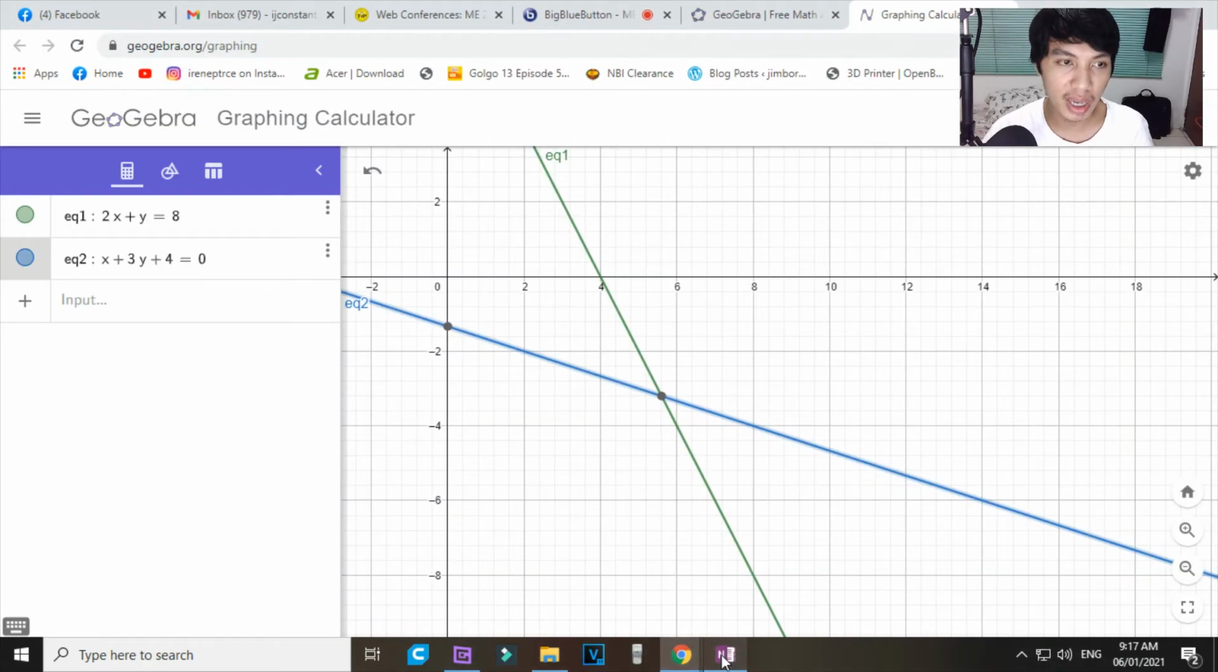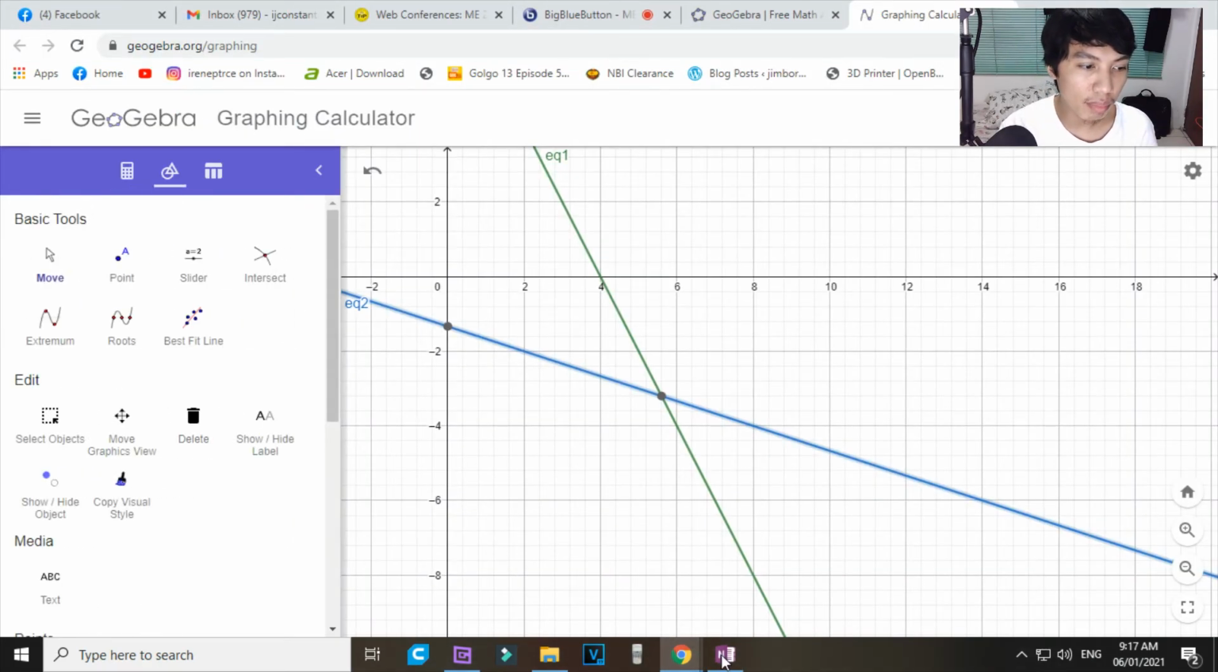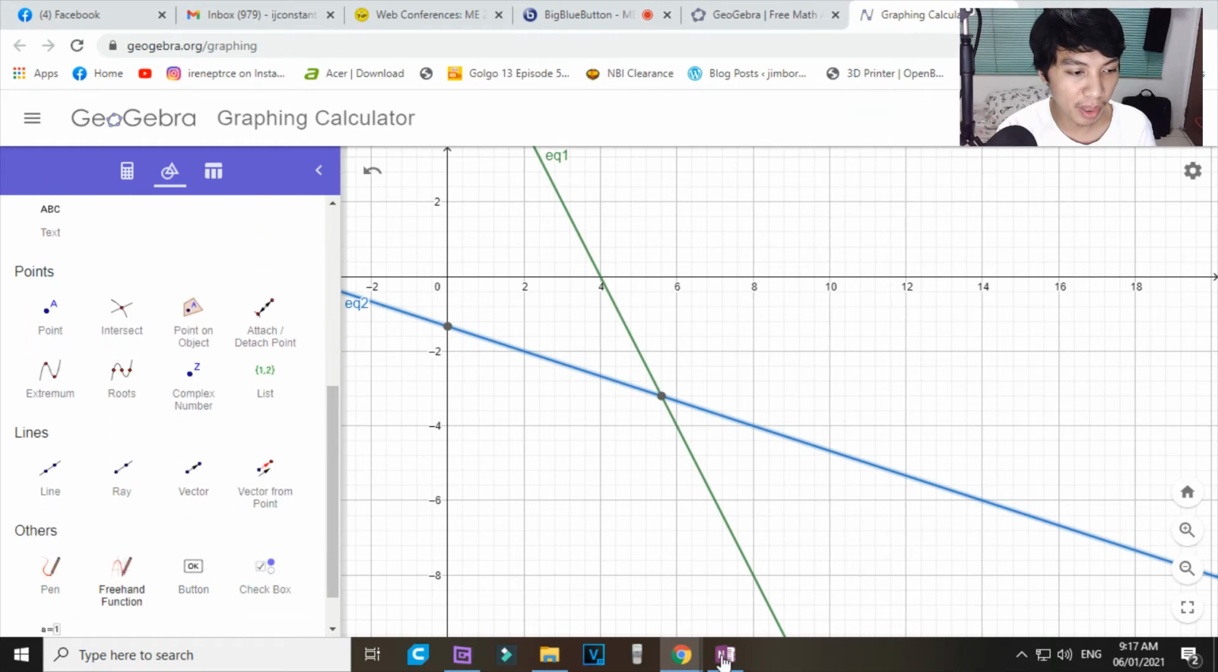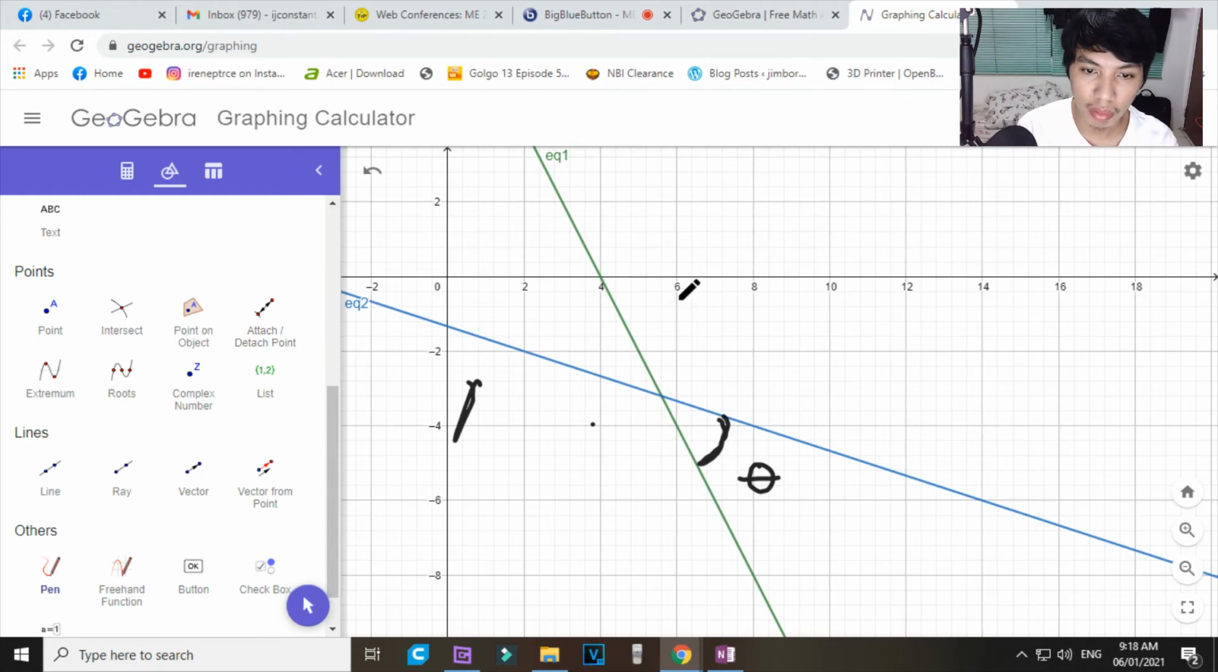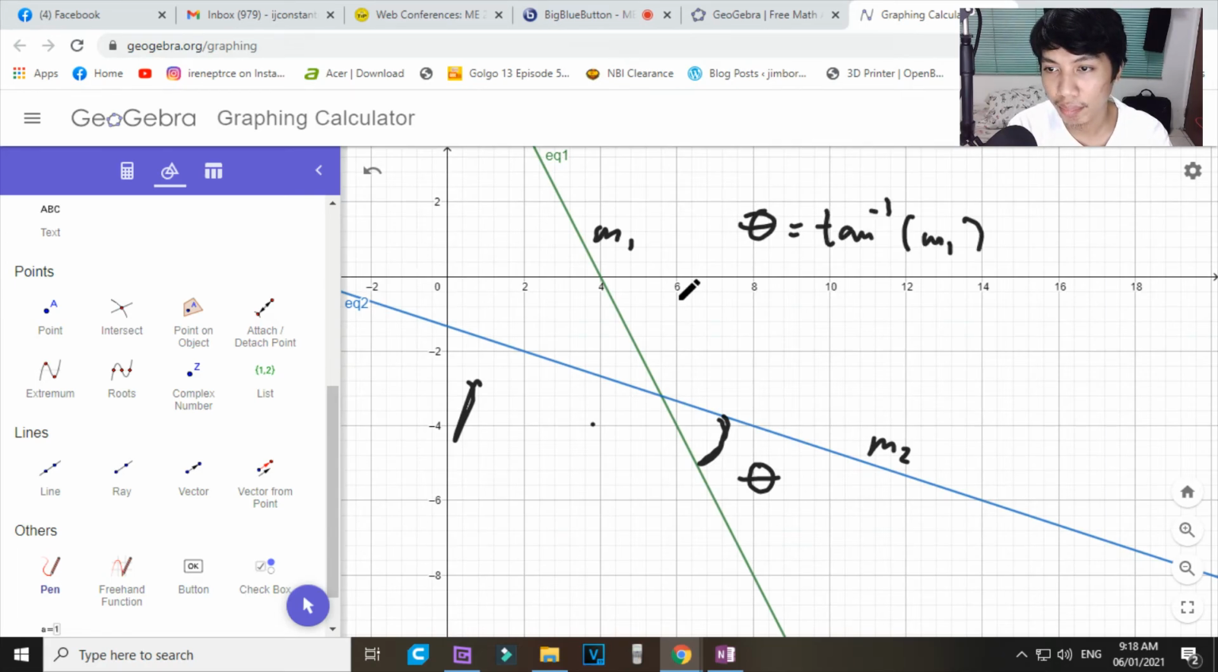Okay, na-visualize na natin sila. So, gagamit ulit ako nung aking pen. Pineapple pen. So, ito yung ating theta. You have M1 here, M2 here. Ngayon, di ba ang theta natin is equal to arctan ng M1 and arctan ng M2. Alamin natin yung slopes nitong line na ito.